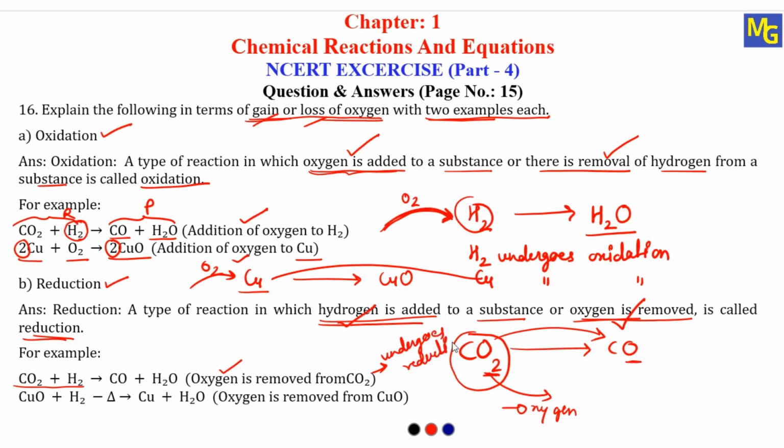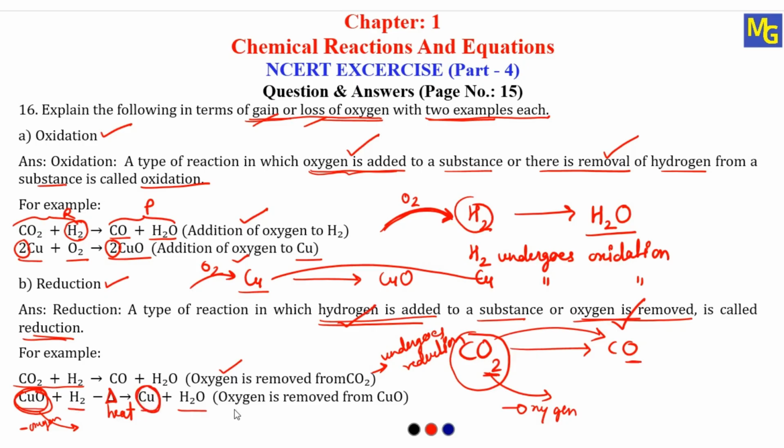Now see the second reaction: CuO + H2, when it is heated. This triangle is nothing but the symbol of heating. So when it is heated, it becomes Cu + H2O. Now if you focus on this reaction, it was CuO in the reactant, and in the product it became Cu. So oxygen is removed, see here, minus oxygen. Oxygen is removed from this CuO and it has become Cu.